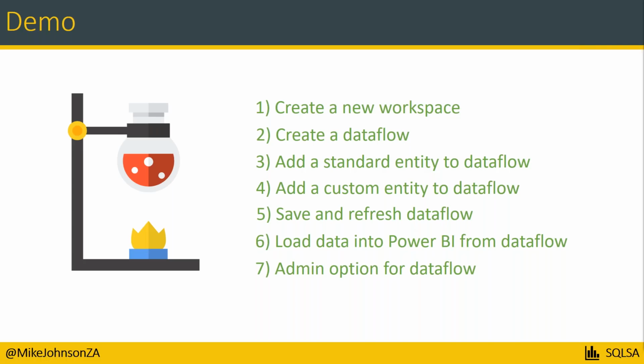We're then going to create a data flow. We're going to create two entities: one standard entity and one custom entity. The standard entity is using the well-defined schemas that we had from the CDM, and the custom entity is that extensible model that we spoke about, where we can create our own entities for things that Microsoft hasn't defined. We're then going to save and refresh our data flow. We can open up our data flow to connect to it, and then finally we can have a look at some of the administration options.